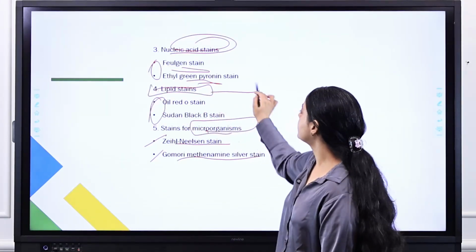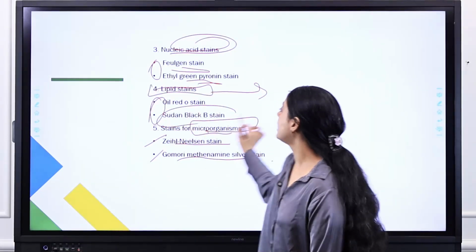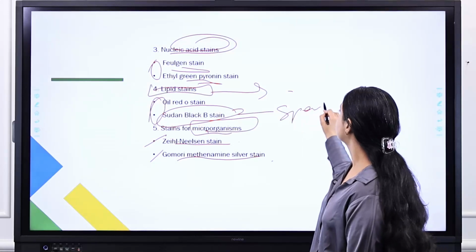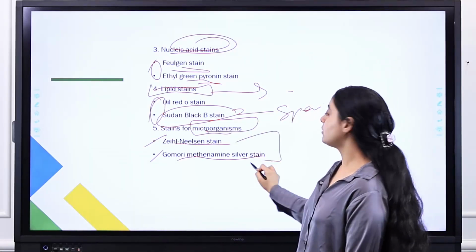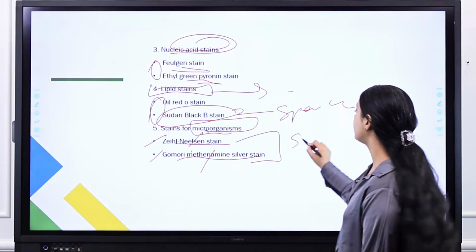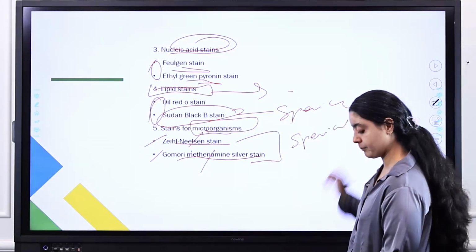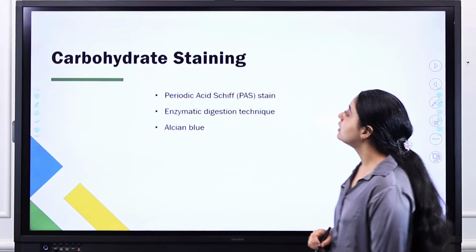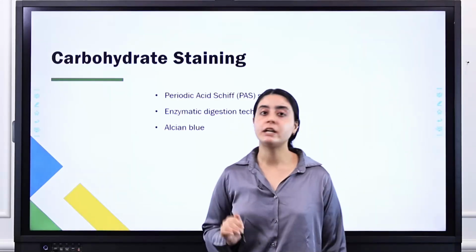Here lipid stains are in the category, and Sudan Black is in the category of special stain. Here both ZN stain and Gomori methenamine silver stain are under the category of special stain. So let's continue with each and every classification.